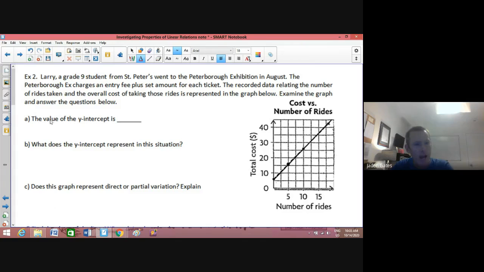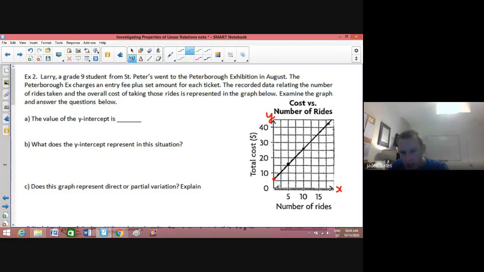All right. So the first thing we're looking at is the value of the y-intercept. And what a y-intercept is talking about is the point in which your line hits the y-axis. Well, we have an x-axis, and there's our y-axis. Just a little review of relations. And I look here, and here is the spot.